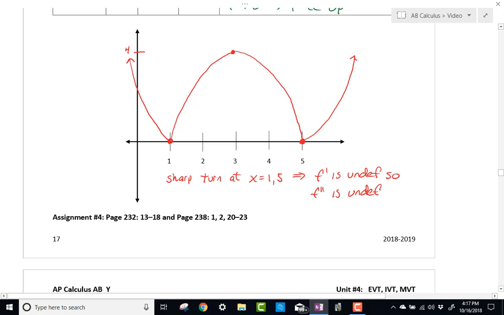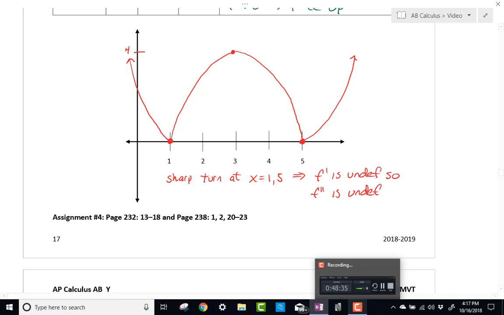All right? Whew, that was a good one today, huh? All right, let's see if I can get this thing turned off.